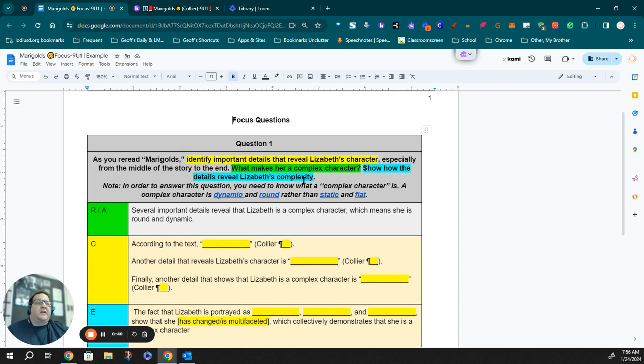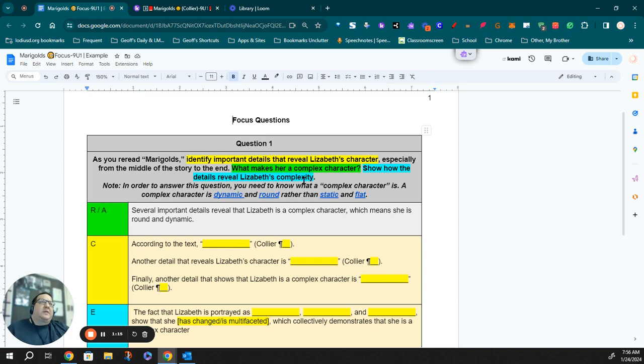So we're being asked to talk about Elizabeth and how she is a complex character, which essentially is asking how she's dynamic versus static, or round versus flat. So in order to answer that question, we need to know a little, but really not a lot, about what those terms mean. So dynamic just means that she changes at some point over the course of the story, which obviously she does.